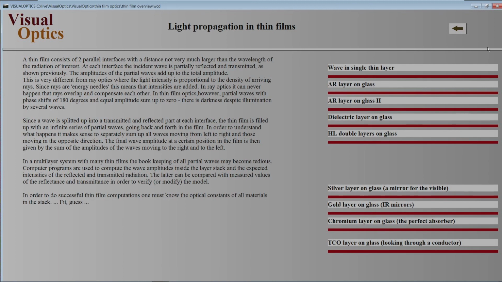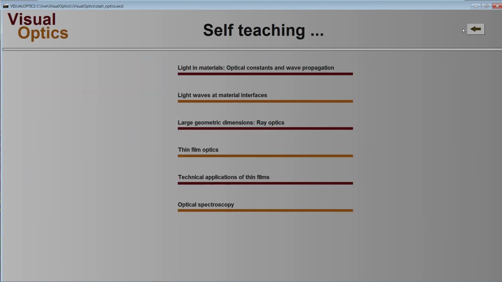Okay, this was the last example that I would like to show you in the general discussion of light propagation in thin films. There will be more tutorials discussing technical applications of thin films, in particular one about glass coatings, which are important for buildings and cars.